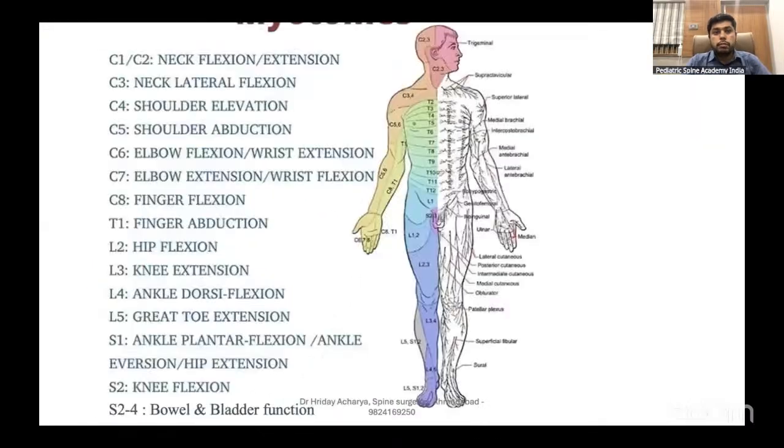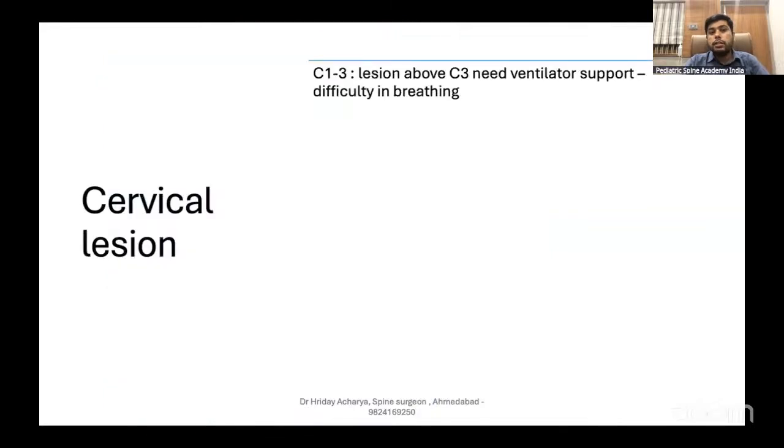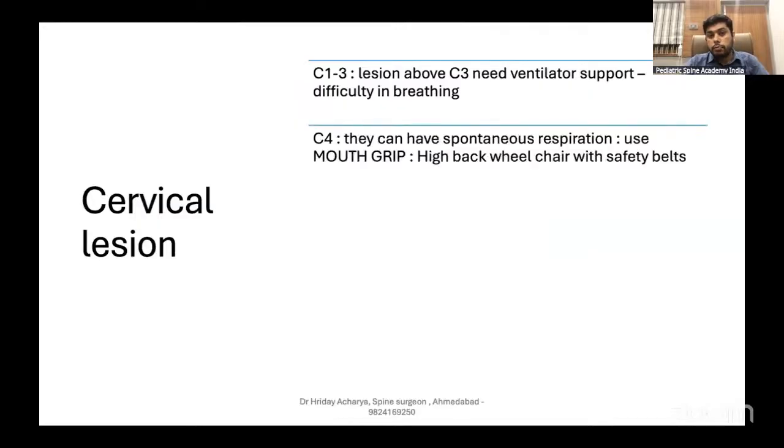So we all know these are the myotomes. Based on where the injury is, we need to decide what muscles are being activated, and based on that, we'll know what kind of physiotherapy needs to be done. For a cervical lesion, if the lesion is between C1 to 3, the patient will have difficulty in breathing and will need ventilatory support. C4, that means the patient will have respiratory movement and can use a mouth grip to support. The patient will need a high back chair because there is no neck support, and will need belts.